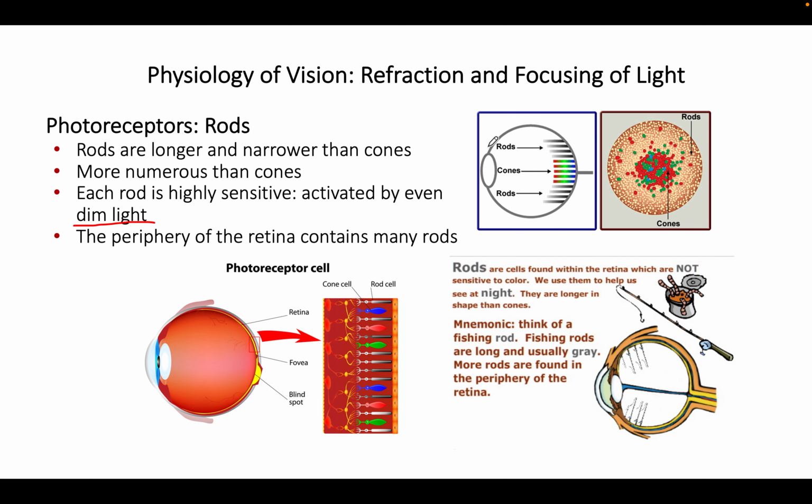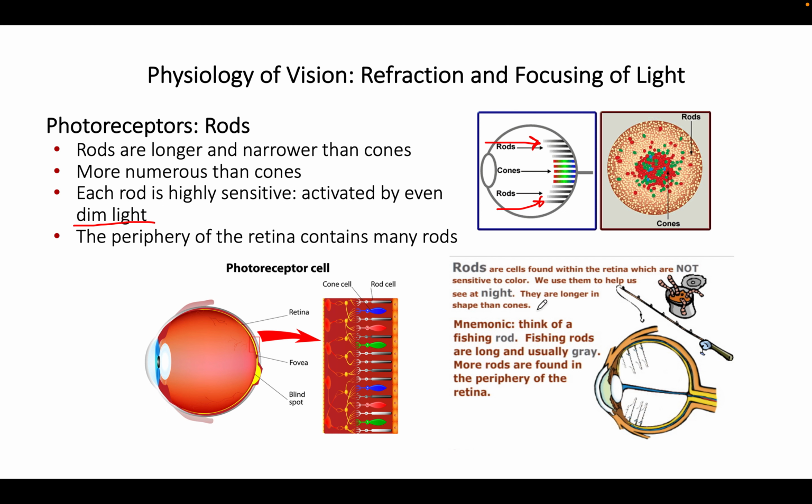So if we look here, we see our rods. These are located more peripherally in the retina, so they're located more on the side here. We see this in the image to the right as well. And you notice that they're in a gray-black tone. So this is telling you that they're not extremely sensitive to color.